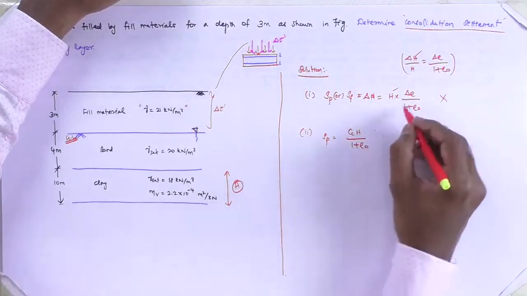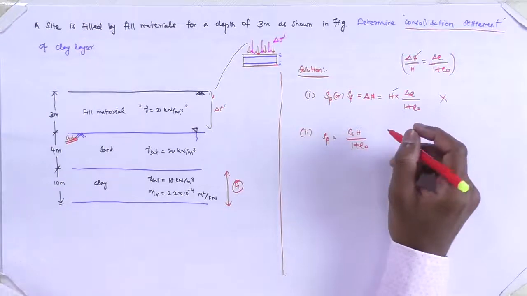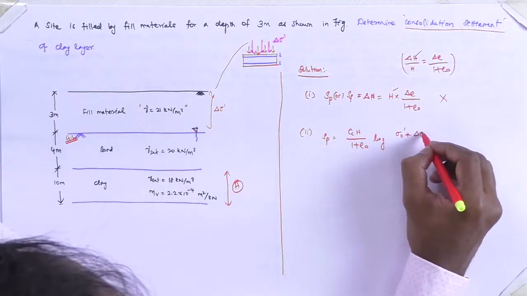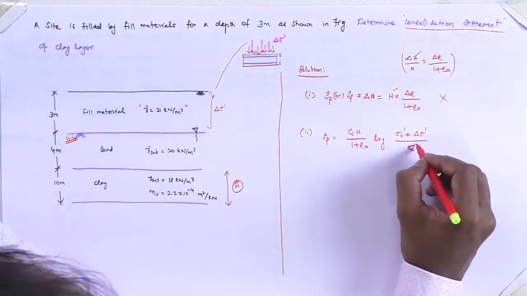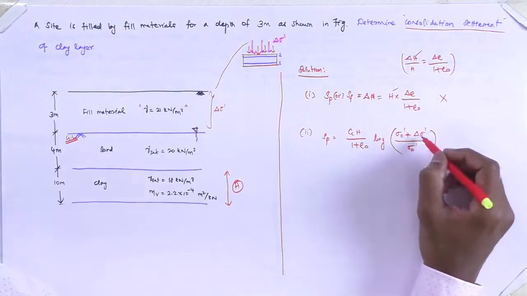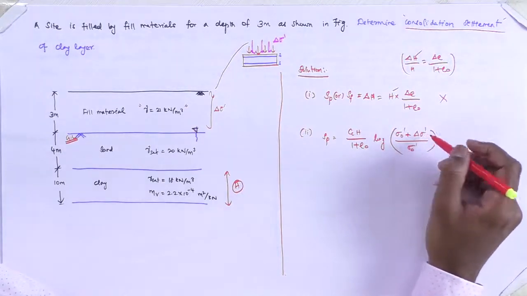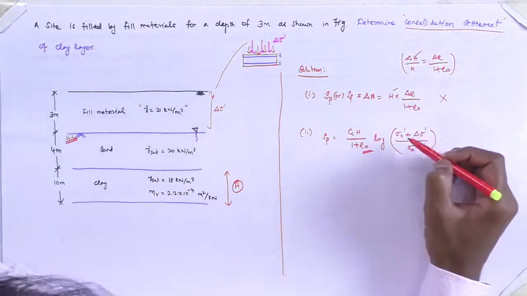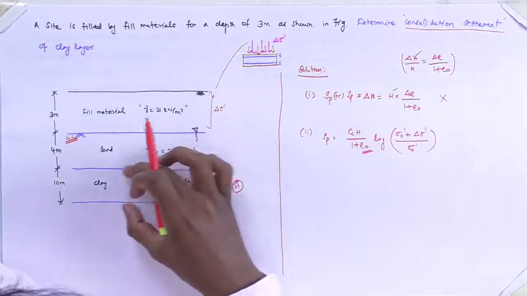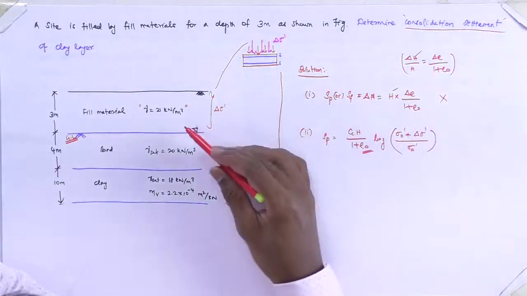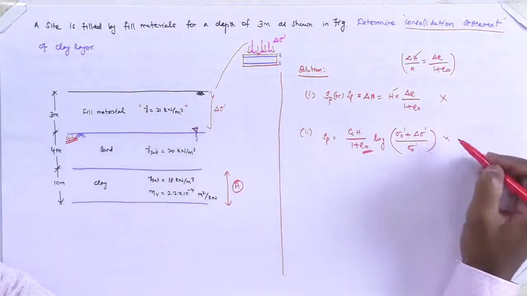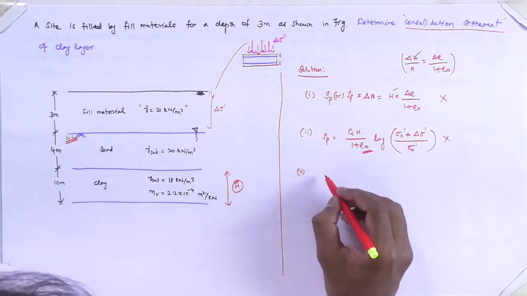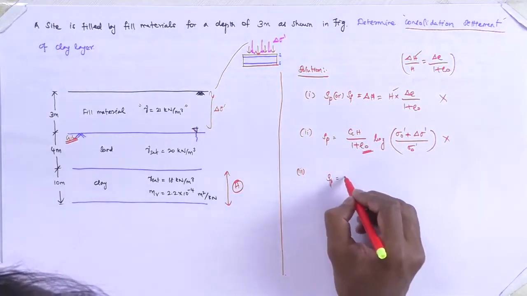This del e can be written in terms of Cc times log of sigma naught dash plus del sigma dash divided by sigma naught dash, where sigma naught dash is the initial effective pressure and del sigma dash is the additional effective pressure. Here also e naught is not given, but this initial effective pressure we can calculate for the respective clay layer, and the additional pressure we can calculate. Cc is not given, so this formula is also not applicable in this case. So we are going for another formula given by volume compressibility, mv.